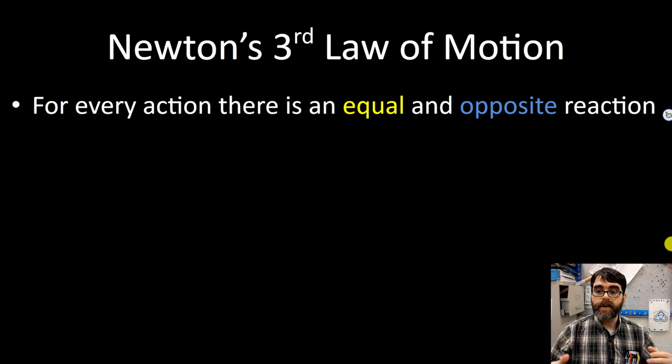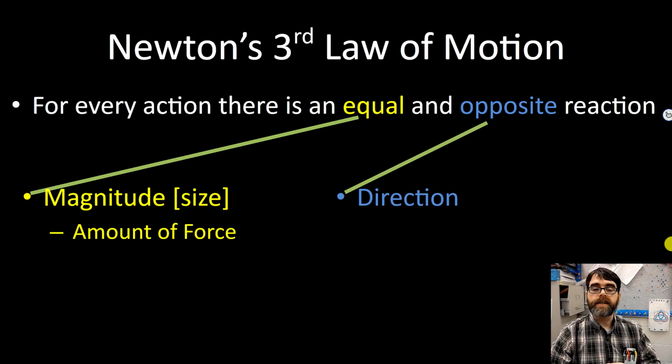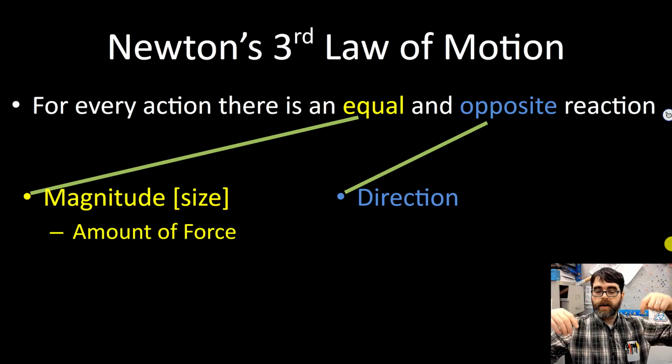And it was never well explained, but I want to make sure that you have a clear understanding of this. So when we say equal, what we mean is equal in magnitude, equal in size, equal in the amount of force, and opposite in direction. And so when you have two objects interacting, the forces have to be equal in size and opposite in direction. Right now I'm sitting on a chair, and gravity is pulling me down into that chair by an amount equal to my weight.